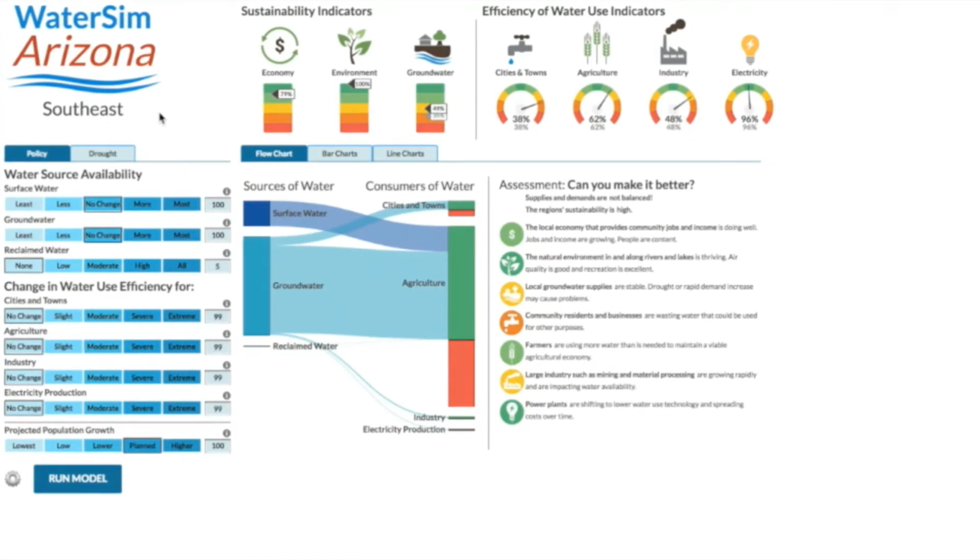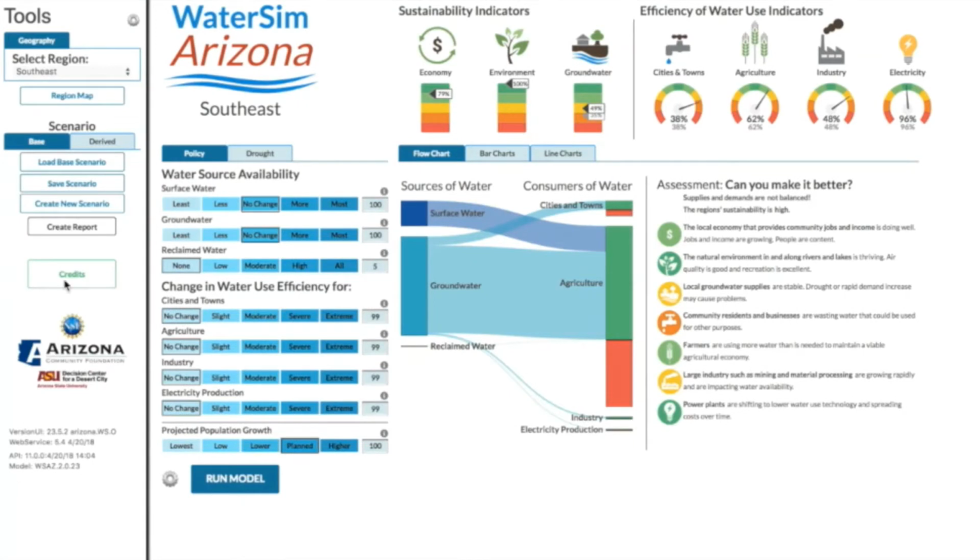The model is broken up into 5 different regions around Arizona. Ensure that you are using the correct region. You can select your region by clicking the wheel at the bottom left by the Run Model button, then using the Geography drop-down menu to pick your region.